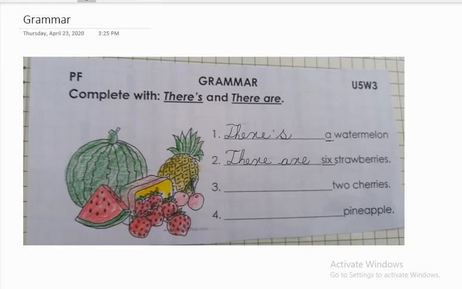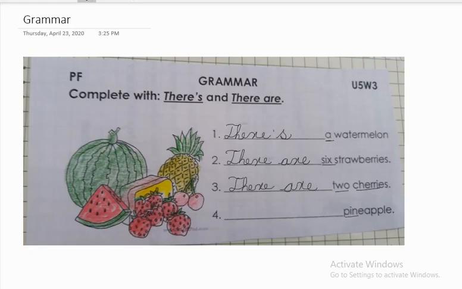Okay, let's go to the third exercise. It says 2 cherries. Now you have to tell me, what do I have to write here? There is or there are? Okay, the first word always is there, right? So what do I have to do next? Okay, write are or is. As it says 2 cherries, I must complete this by using the are. Okay, there are 2 cherries.